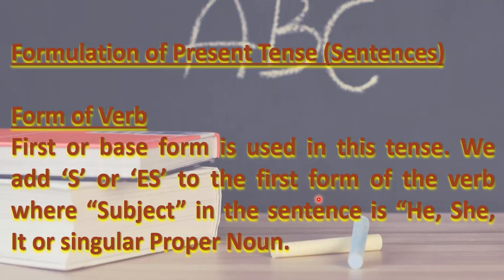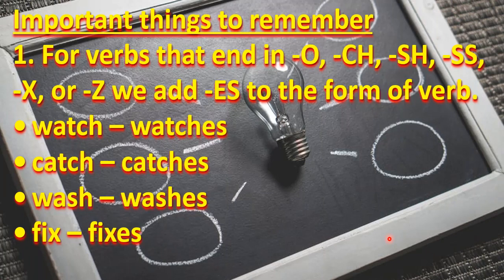So now we will look at the formulation of present tense sentences. First of all, we will look at the form of verb. The first or base form is used in this tense. We add s or es to the first form of the verb where the subject in the sentence is he, she, it, or a singular proper noun.